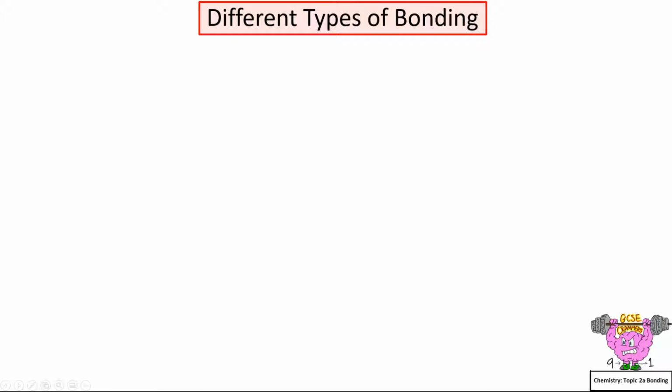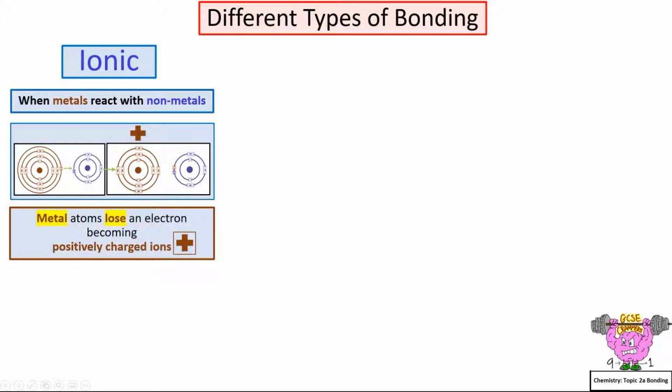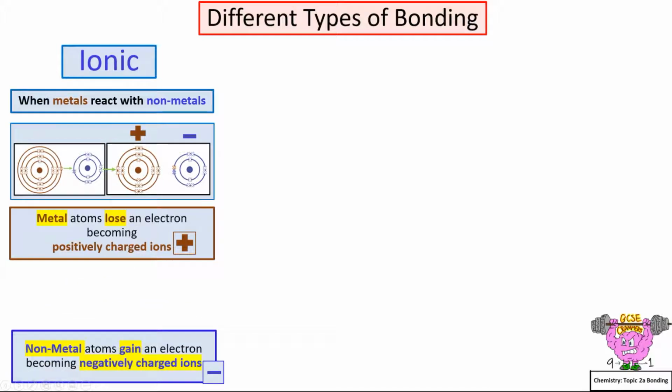Different types of bonding. Ionic bonding is when metals react with non-metals. They form ions. Ions are charged particles formed when atoms gain or lose electrons. Metal atoms lose an electron, becoming positively charged ions. Non-metal atoms gain an electron, becoming negatively charged ions.